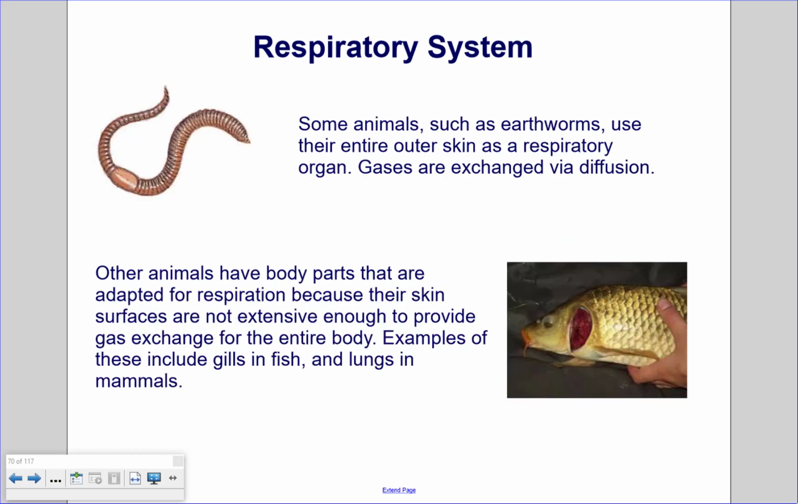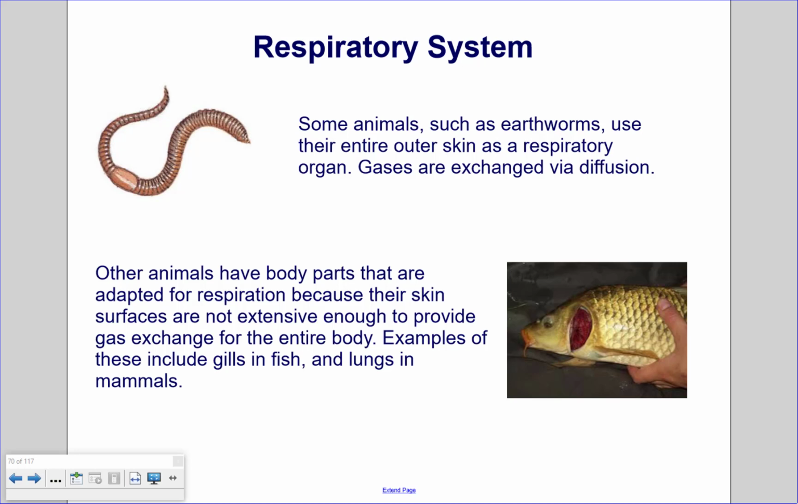Respiratory system. Some animals, such as earthworms, use their entire outer skin as a respiratory organ. Gases are exchanged via diffusion. Other animals have body parts that are adapted for respiration because their skin surfaces are not extensive enough to provide gas exchange for the entire body. Examples of these include gills in fish and lungs in mammals.